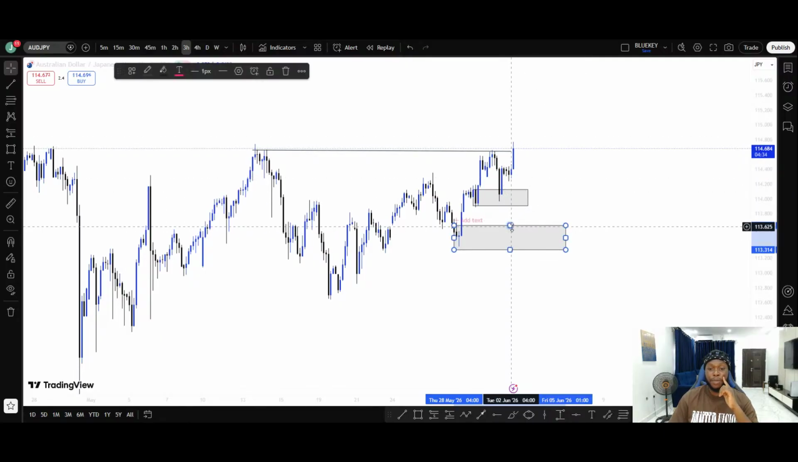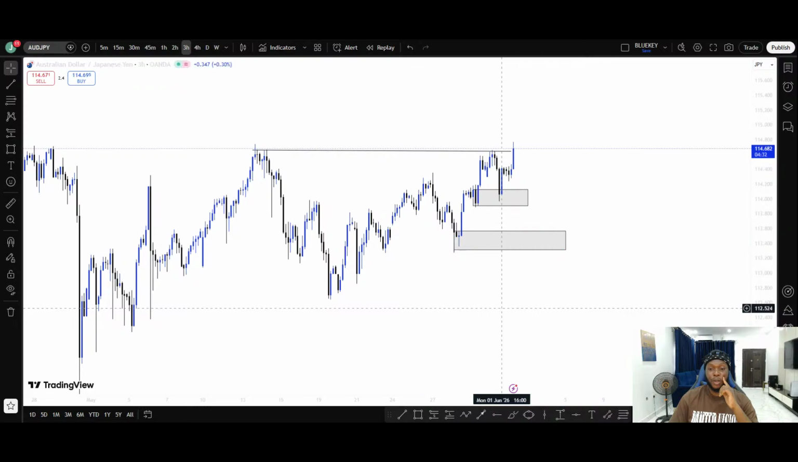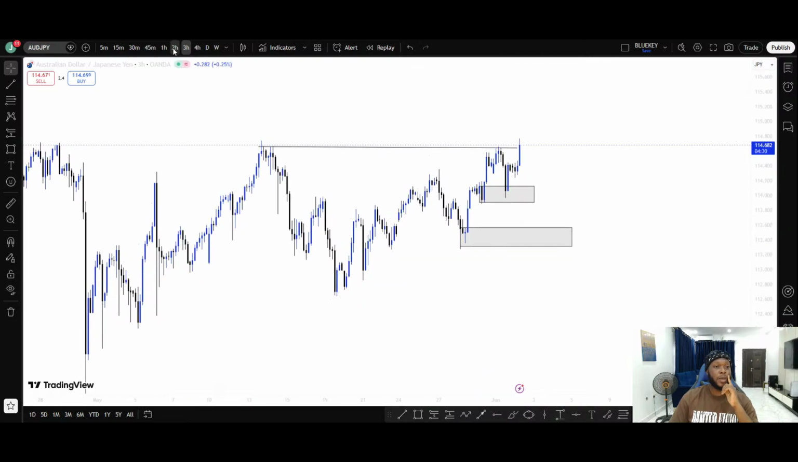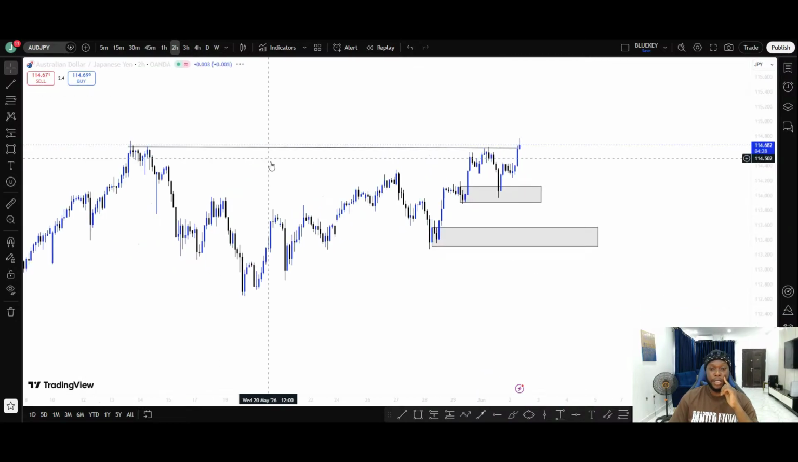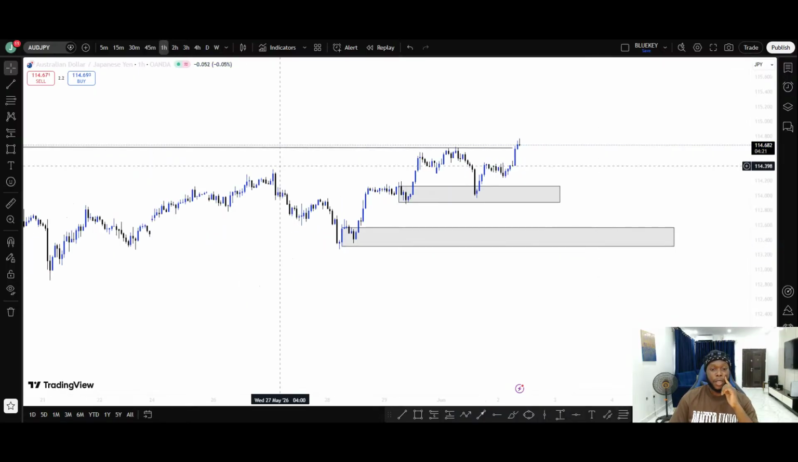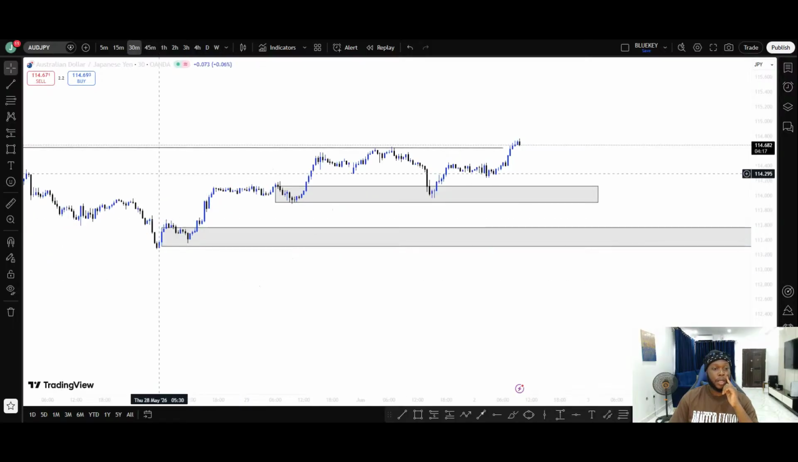So for the ultimate buy now, we're going to be looking at this lower zone here. So let's see smaller time. Let's break it down and see. Okay, yeah. So we have an order block set up here. Very good. 1 hour time frame, the same thing. 45 to 30 minutes. Absolutely.